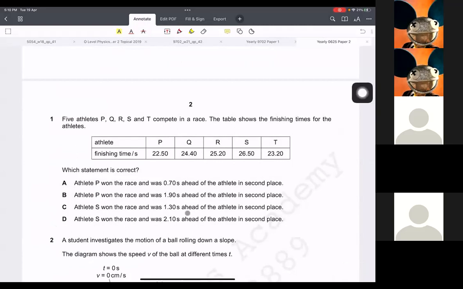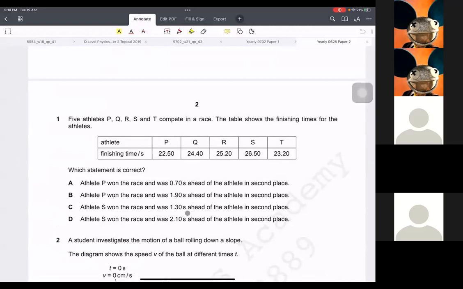A. Athlete B won the race. Okay, wait, was this ahead of this? Ahead of this? Okay, athlete B definitely won the race. That's correct. And it was 0.3 ahead of second place. Yep.